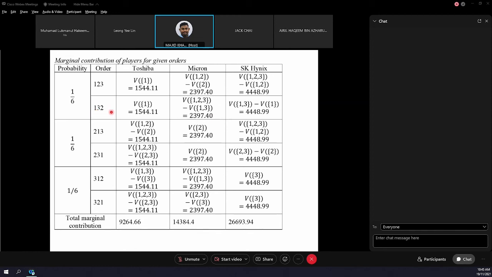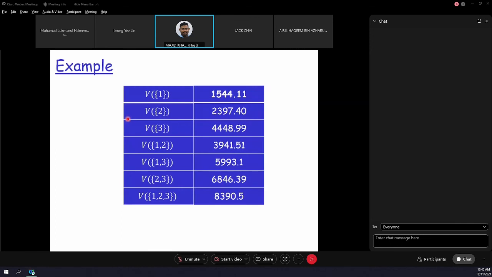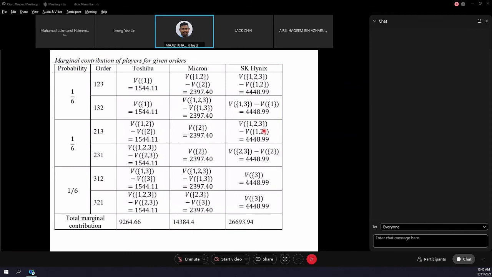Next, when 2 is involved in the game, the marginal contribution means you just take V13, what the coalition is doing now, minus V1. That is for the order 1, 3, 2. Don't worry, we will do a lot of exercises for this Shapley value, and we will get to know how the order works.